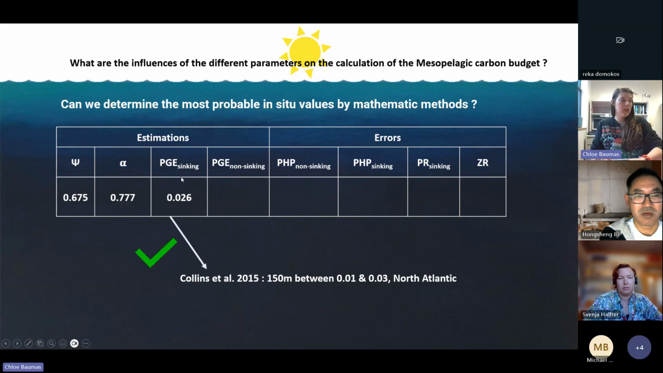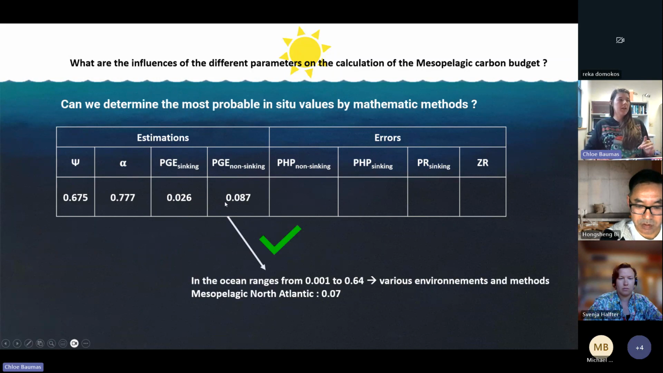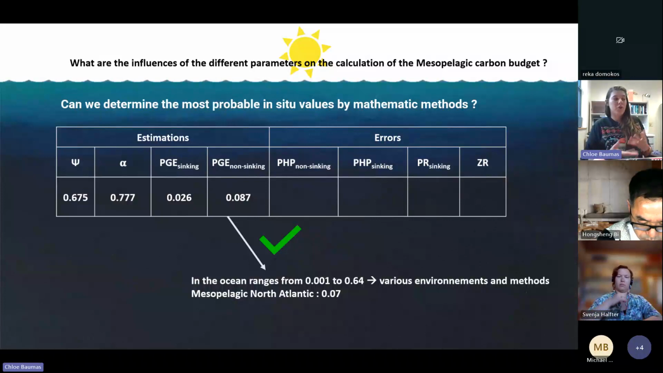There is, as I said, only one other study who measured them, and they found between 1% to 3%. So with our 2.6%, we are not too bad. And for the non-sinking, in the ocean, the ranges are from 0.1% to 64%, which is huge and coming from various environments and methods. And if we focus only on the mesopelagic North Atlantic, the median is 7%, so we are not too far.